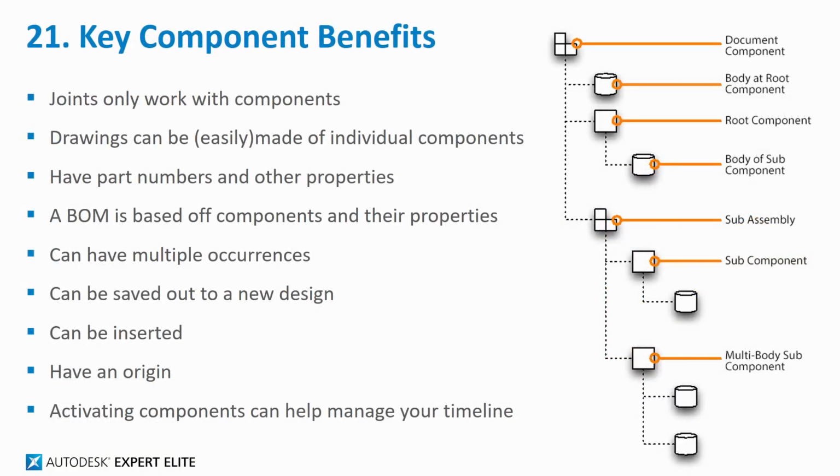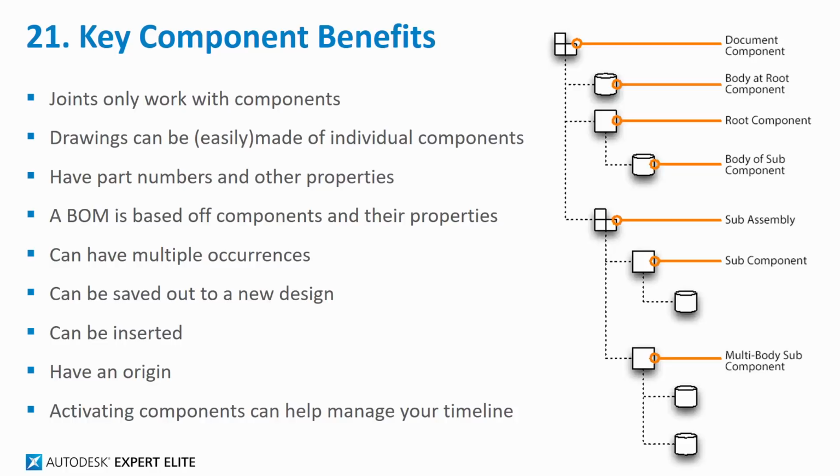And component benefits, two fundamental things are you're creating structure and you can define movement with joints. So joints only work with components. You can create drawings easily of individual components. Now, part of building a structure is assigning part numbers and other properties, descriptions and materials. And all of that is with the aim of creating a structured bill of materials so that the people in the workshop know how to put your design together, and the purchasing department knows what to order, and so on and so forth, and you can schedule things and track things and all that good stuff.